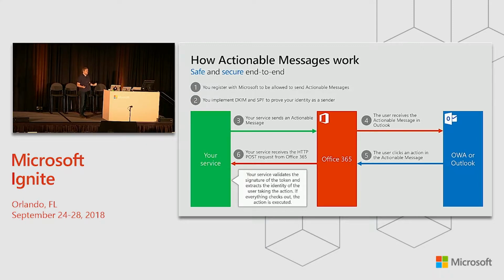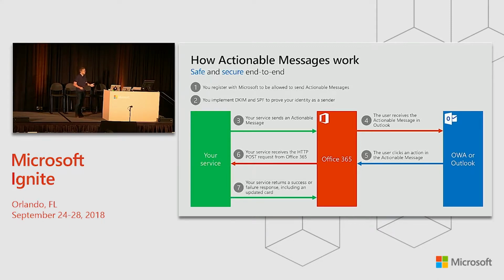And when you're done, you return a response. It's not a requirement, but it's always better when you do. That can return what we call a refresh card, essentially a new version of the card that was initially in the message to reflect the new state of the object that was acted upon. So that goes back to Office 365, and back to the client that updates the visuals of the message to display that new card that you just sent.